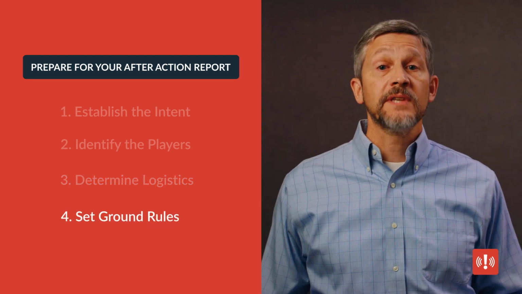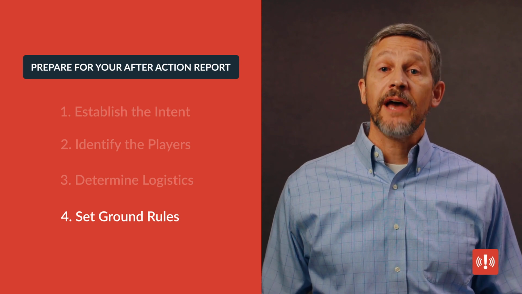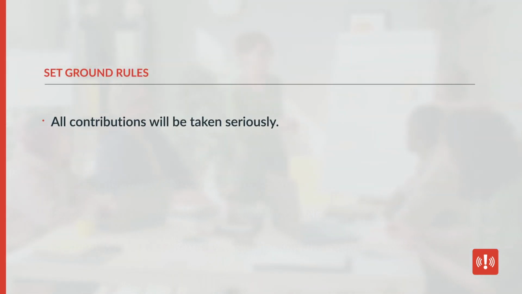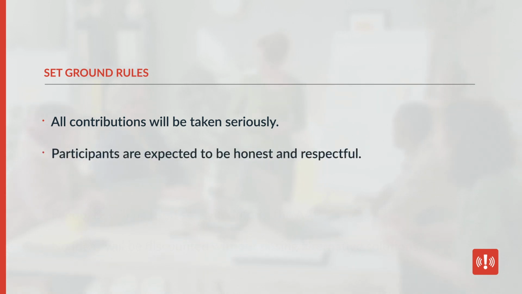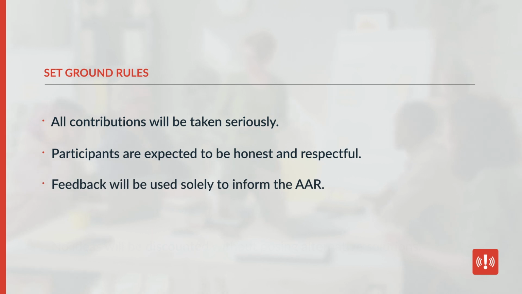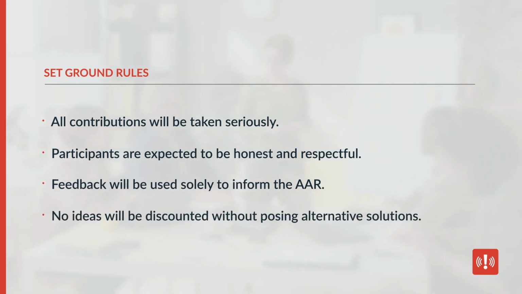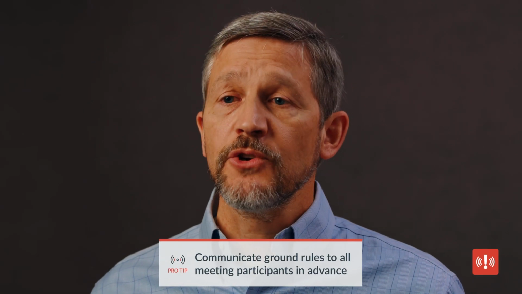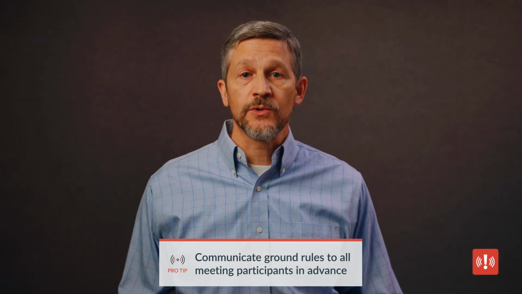Number 4, set ground rules. When discussing critical events, it's also important to have rules in place that facilitate open and honest discussion. A few examples might include all contributions will be taken seriously. Participants are expected to be honest and respectful. Feedback will be used solely to inform the AAR. No ideas will be discounted without posing alternative solutions. And here's a pro tip. Make sure to communicate your ground rules to all meeting participants in advance so everyone knows what to expect.